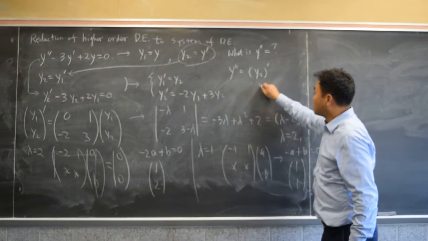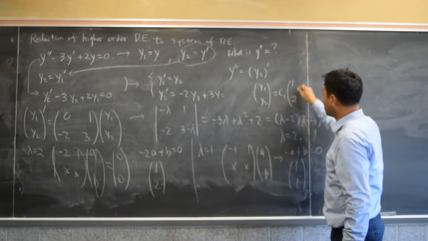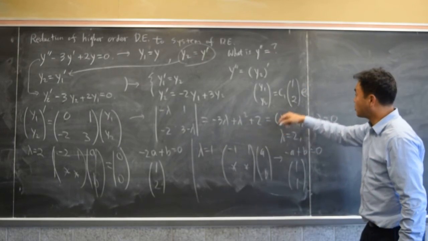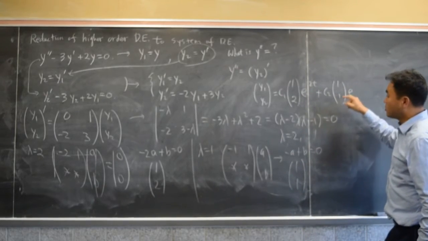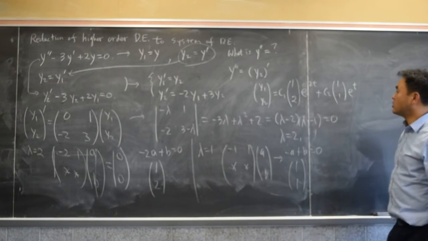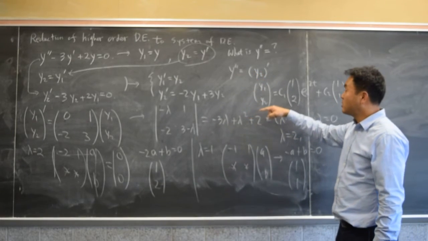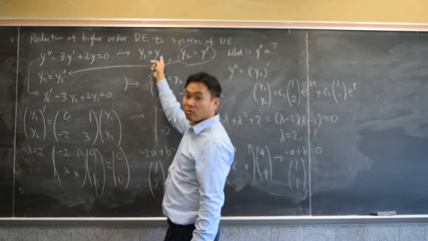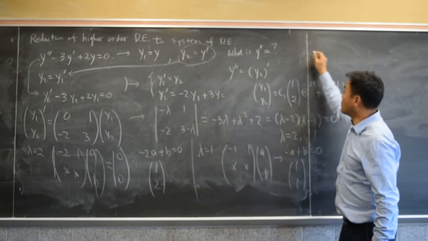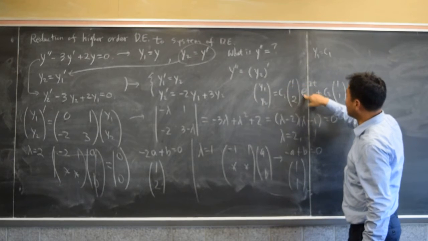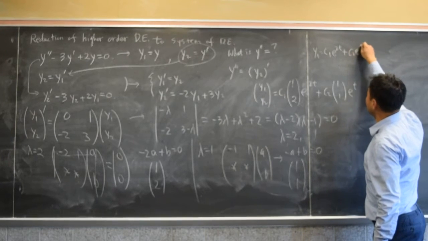And therefore, now we are ready to say y1, y2 is c1 times the first eigenvector, which is 1 and 2, times e to the 2t, plus c2 times the eigenvector 1, 1 times e to the 1t. So that's the equation. Now, what's the solution of the original equation then? y1 is the same as y, right? So the solution should be y1. So what is y1? y1 is c1 times 1 times e to the 2t, and c2 times 1 times e to the t, so it's c2 e to the t, right?